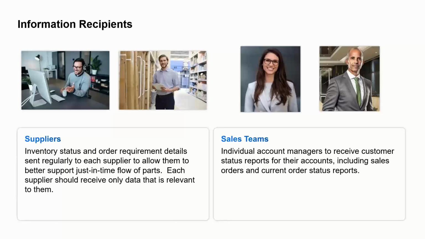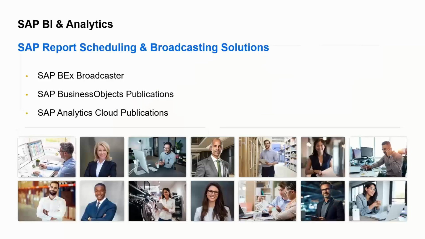So a lot of these information recipients in your enterprises, long story short, I consider information consumers who don't necessarily want to log onto the system, but definitely need their data. And scheduling is one way to get that data to them.